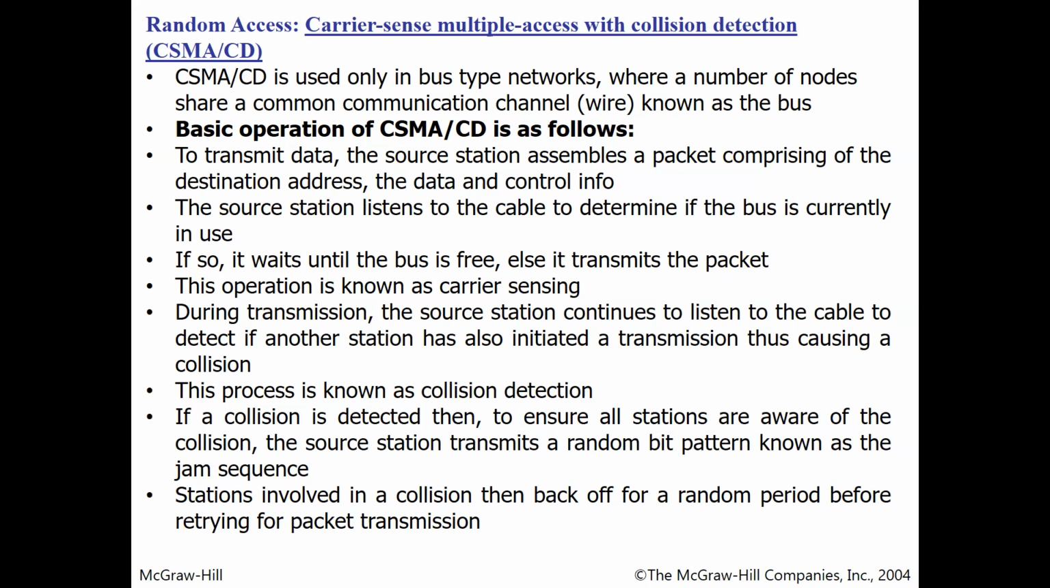When the stations that have been involved in this collision receive the jam sequence, they will automatically back off for a random period of time before they can retry for transmission. So this technique especially works when a scenario of collision occurs. Then what solution needs to be taken? The solution that is taken is intimating the stations to hold on to their transmission and retry after some time. Why? Because a collision has already occurred.